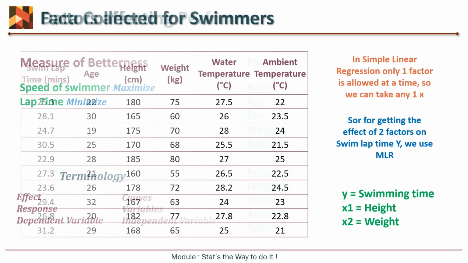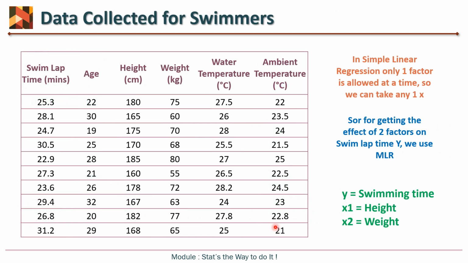Coming to the data collected for swimmers, this is again repeated but I will reiterate. Swim lap time, the data is for 10 swimmers as a sample. Then age of the swimmer, height in centimeter, weight of the swimmer in kgs, water temperature in degree Celsius, and ambient temperature in degrees Celsius. As I said, we can evaluate the combined effect of simultaneous factors through MLR.